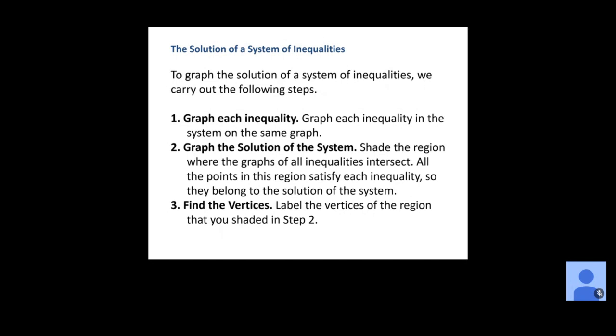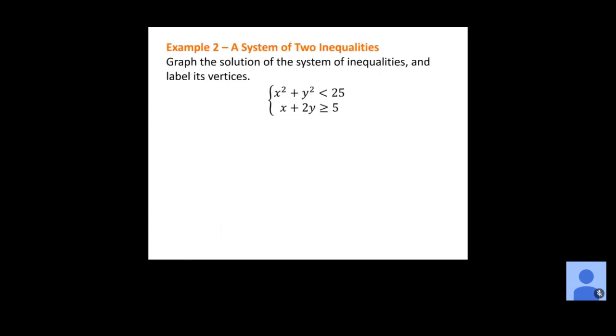That's going to be the solution of the system. And then the last step is what we call vertices. In this case, that's the points of intersection. So we would find those points of intersection for all of our inequalities within the system now. So graph them both on the same graph, figure out where the overlapping region is, that's the solution, and then find the vertices, the points of intersection between all of your inequalities. All right, so let's take a look at this one now. We just want to graph the solution of this system, and then we'll label the vertices.